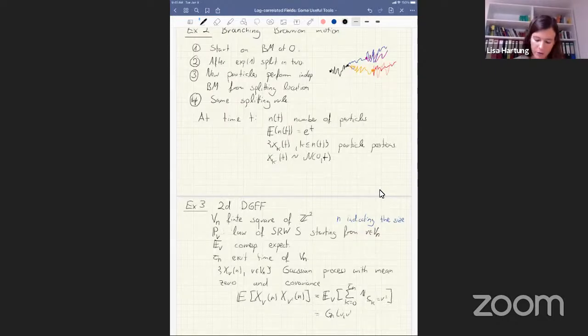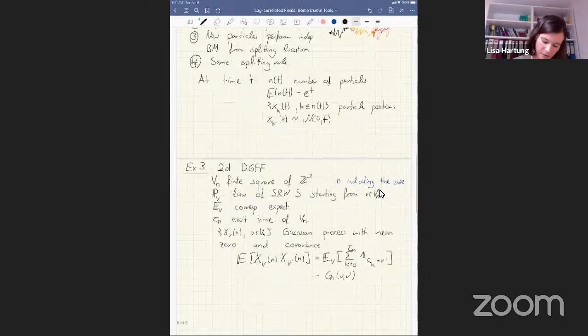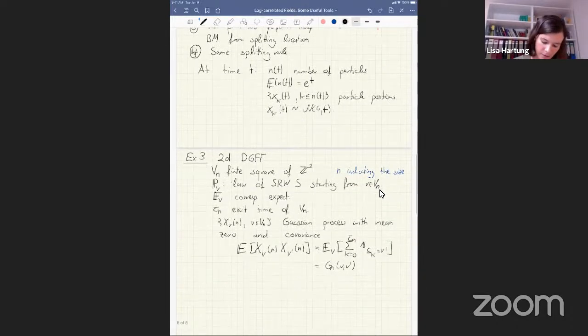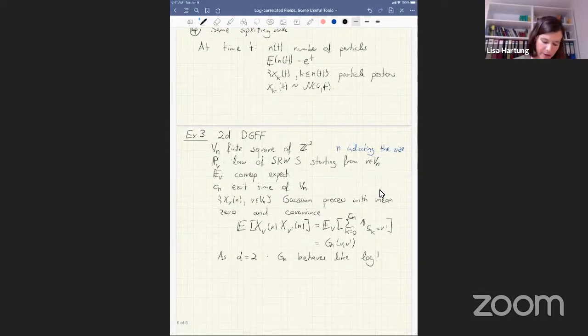And as we are in 2 dimensions, this Green's function actually behaves like a logarithm. So these are maybe 3 very standard models. They are also models which seem to be a bit further away.